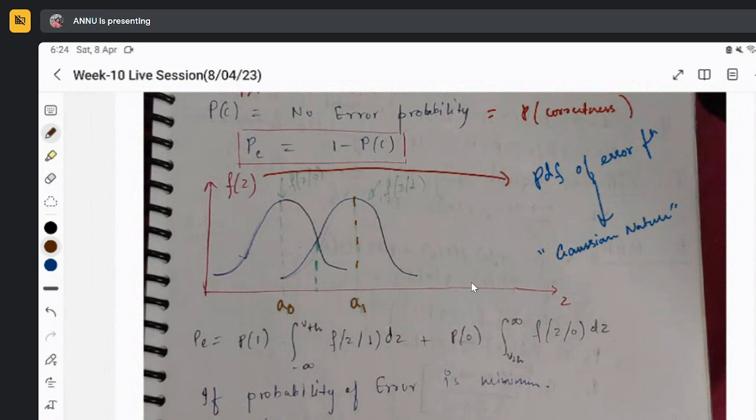distribution in multiplication of Z. So minus infinity to VTH. Suppose VTH is this one. Then minus infinity to VTH, you are getting 0. So you should get 1. Here you are integrating with respect to dz, and similarly for P0 from VTH to infinity, it should have some value related to 0.